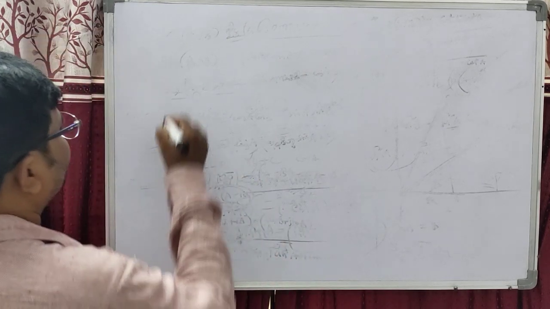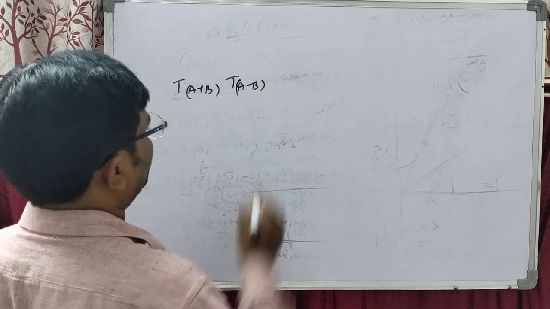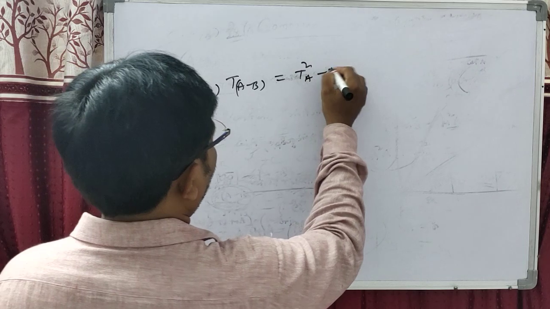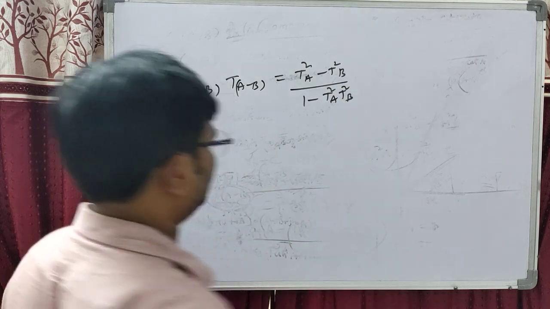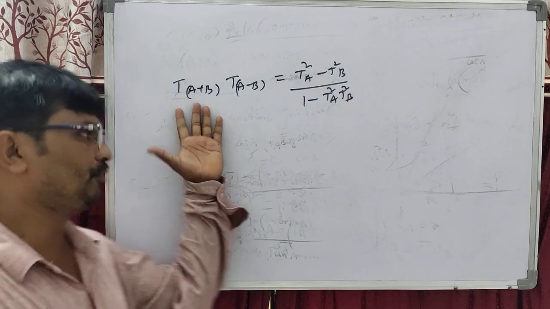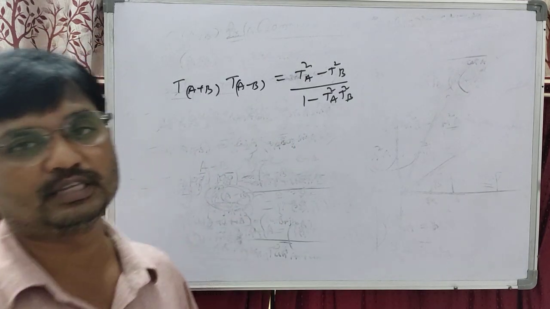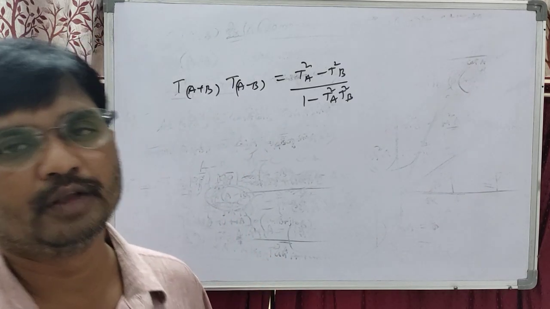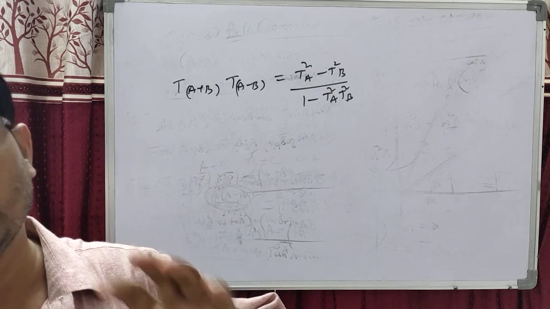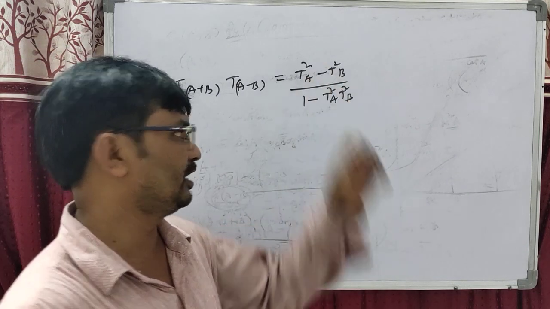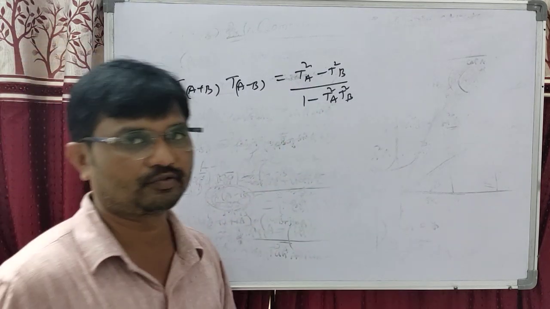Dear students, the tan of A plus B into tan of A minus B is of the form tan square A minus tan square B by 1 minus tan square A into tan square B. Okay students, the tan of A plus B is tan A plus tan B by 1 minus tan A tan B. The tan of A minus B is tan A minus tan B by 1 plus tan A tan B. Comparing the numerators, A plus B into A minus B gives tan square A minus tan square B. The denominators, A minus B into A plus B, give 1 minus tan square A tan square B.